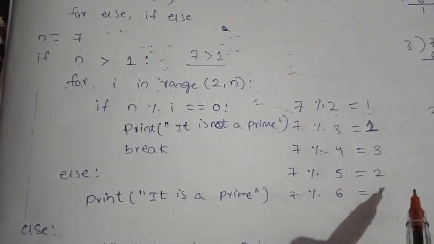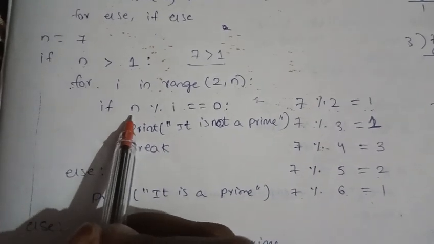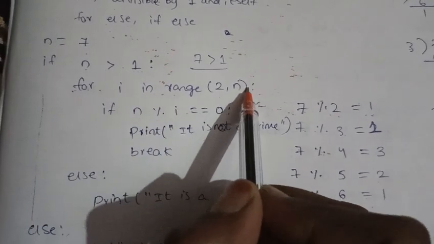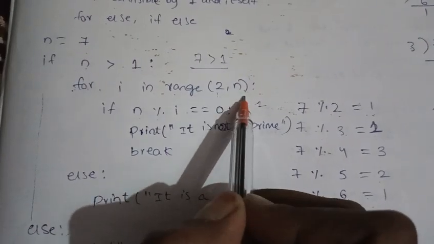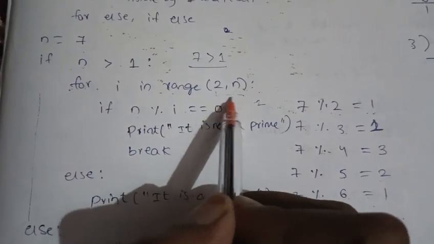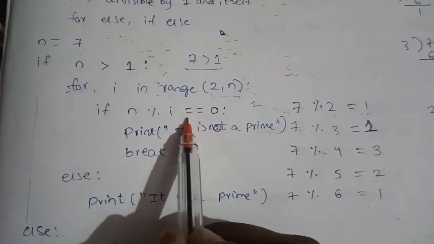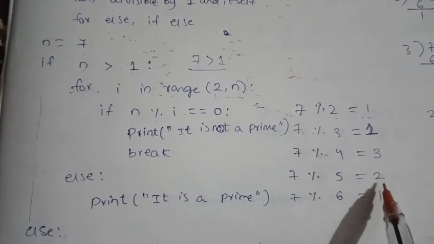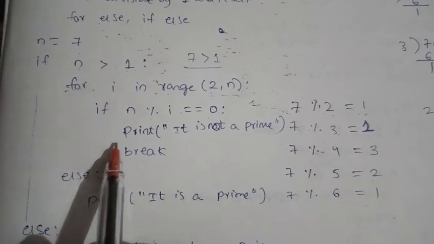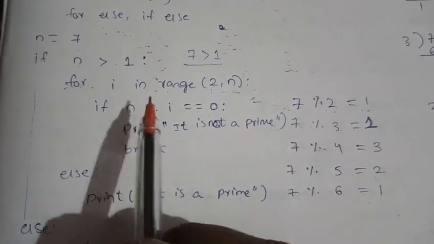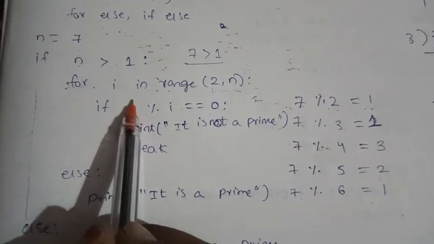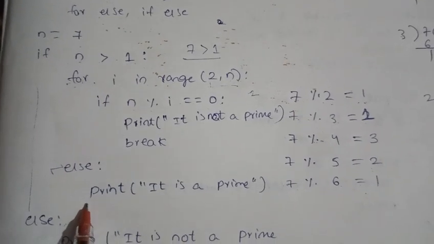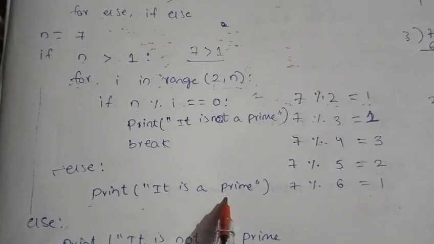What is happening here is that we have taken a number and it is divided by these numbers in the range, and this condition is not at all satisfying. We are getting an output other than 0, so this condition will not be executed. It goes out of the for loop and comes to the else part. Then it will print it is a prime number.